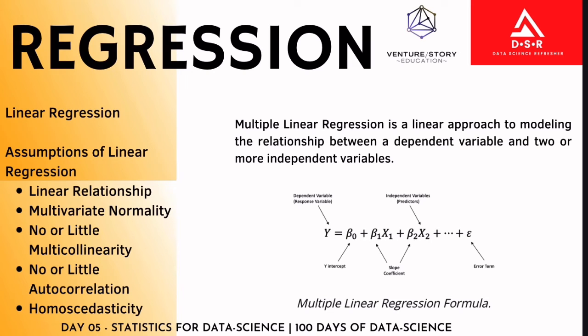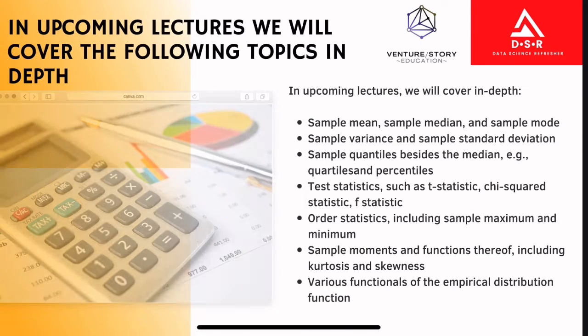Multilinear regression. Multilinear regression is a linear approach to modeling the relationship between a dependent variable and two or more independent variables. The formula is y equals beta 0 plus beta 1 multiplied by x1 plus beta 2 x2 plus beta 3 x3, and so on till the error term e or epsilon. This is the formula for multilinear regression. So you should remember these by heart.